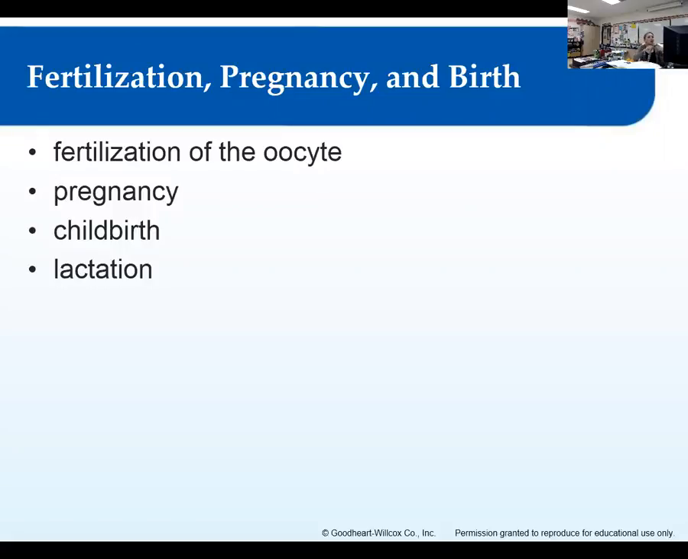First of all, a zygote, this is the first cell of the new individual. So when you see that word zygote, Z-Y-G-O-T-E, that is the first cell of the new individual. So sperm cell meets up with the egg cell, they combine chromosomes, you have a zygote. That is cell number 1.